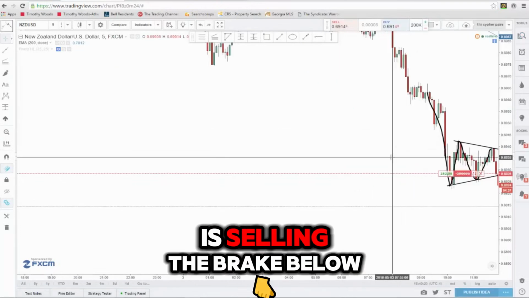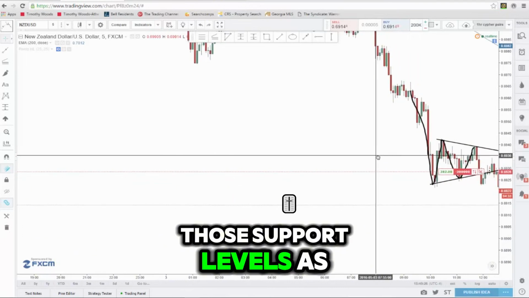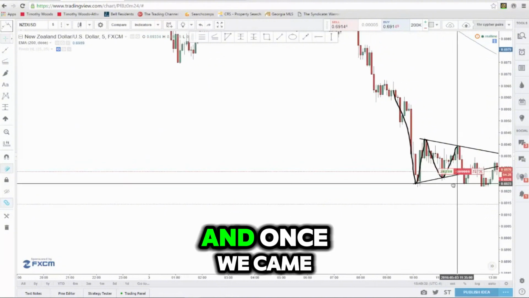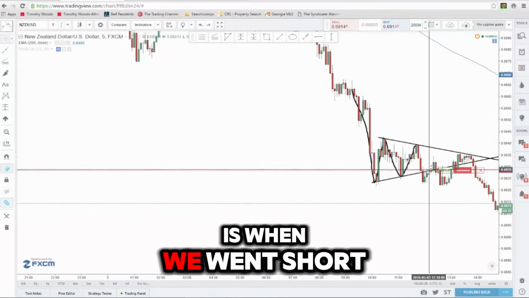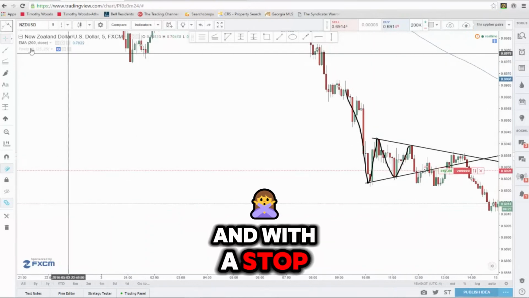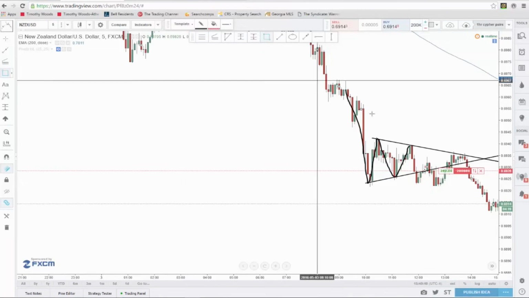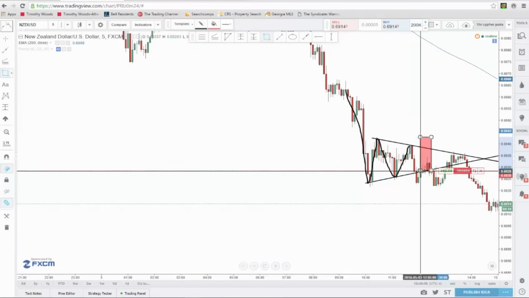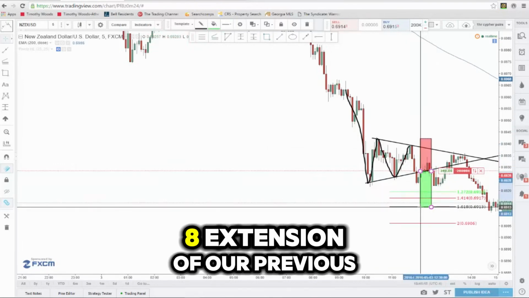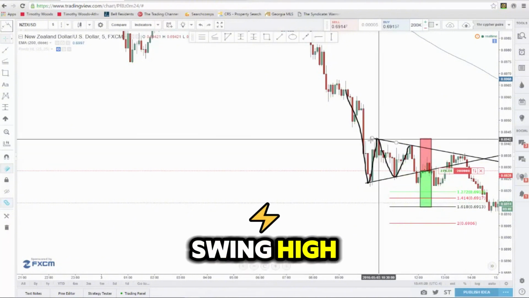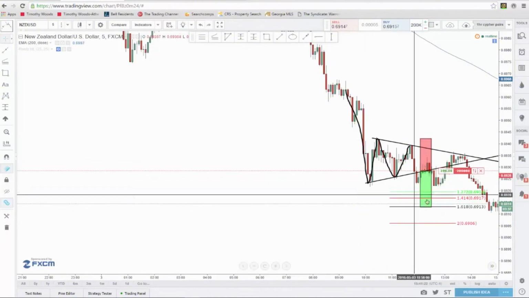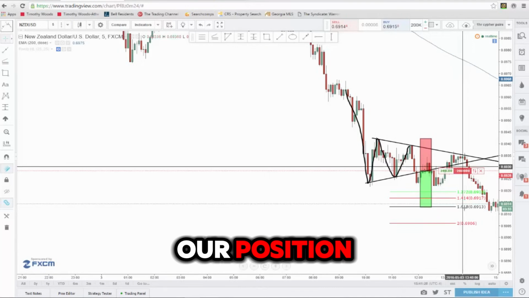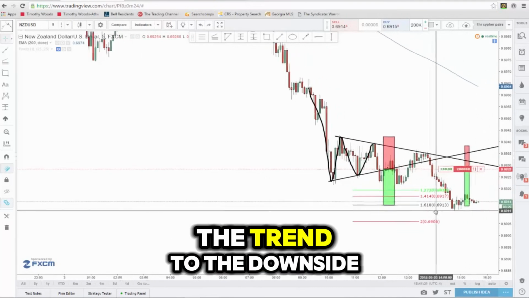Now what we're interested in is selling the break below those support levels. As you can see there, this candle here, we had a break below the support levels, and once we came up to retest the line is when we went short, with a stop above our previous resistance and a target based on a 1.618 extension of our previous swing high down to swing low. So that's where we took our first targets off, and now we are still short half of our position, waiting for the continuation of the trend to the downside.